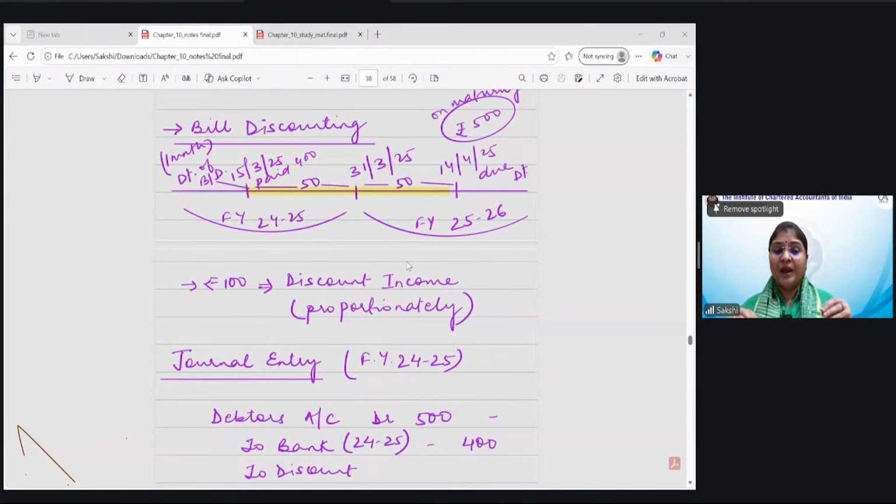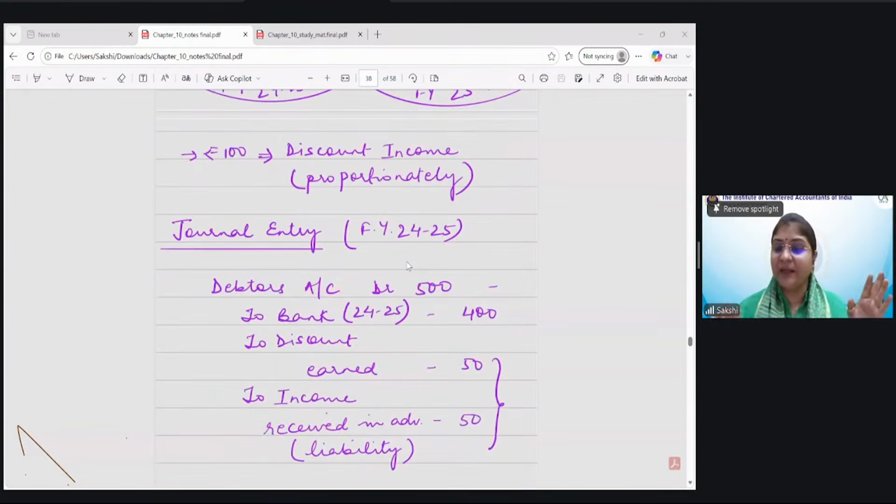I said, I go to the bank on 15th March to discount a bill. The 100 rupee discounting will be proportionately divided into 2 financial years: 50 for financial year 24-25 and 50 for financial year 25-26. So the entry would look like: debtors account debit 500, to bank 400 gone out of the bank's pocket, discount 50 for 24-25, and income received in advance of 50 rupees for next financial year, that becomes the liability of the bank. Is it clear to everyone?